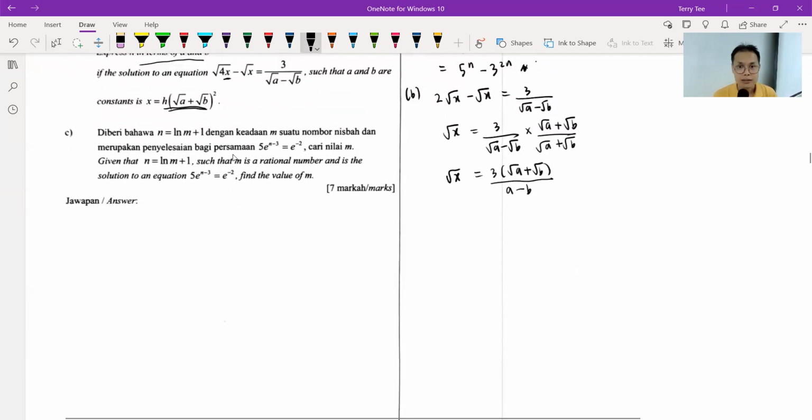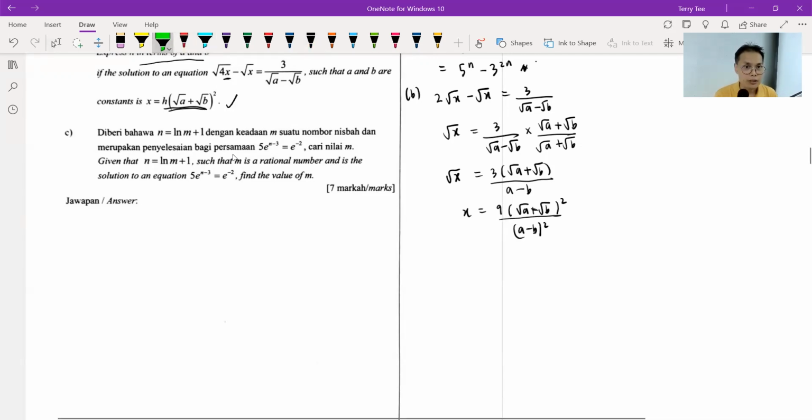Let me move out a bit. This x here has a square root. So I square the left and I square the right. When you square the left, the square root disappears. When I square the right, 3 squared becomes 9. This becomes square root a minus a plus square root b bracket square, and your denominator is a minus b bracket square. Now we know the solution is this.